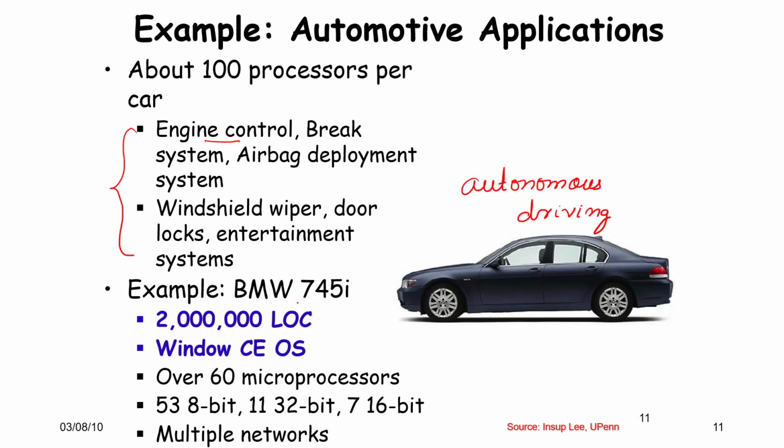A BMW 7 Series car, which was written with an old Windows Mobile OS, has 2 million lines of code. It has over 60 microprocessors. 53 of them are really small 8-bit ones, 11 of them are 32-bit ones, and 7 of them are 16-bit ones. It also has multiple networks. Within a car, we also have a network of these devices. It has multiple networks like a CAN bus, and there are other protocols like LIN and MOST and so on.